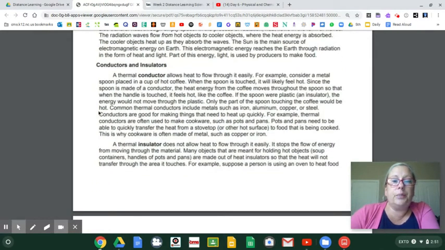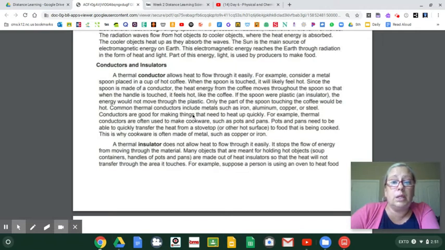Conductors and insulators. A thermal conductor allows heat to move easily. Remember, conductors are spreaders. Insulators are blockers. For example, consider a metal spoon placed in a cup of hot coffee. When the spoon is touched, it will likely feel hot. Since the spoon is made of a conductor, the heat energy from the coffee moves throughout the spoon so that when the handle is touched, it feels hot like the coffee. If the spoon were plastic, an insulator, the energy would not move through the plastic. Only the part of the spoon touching the coffee would be hot.